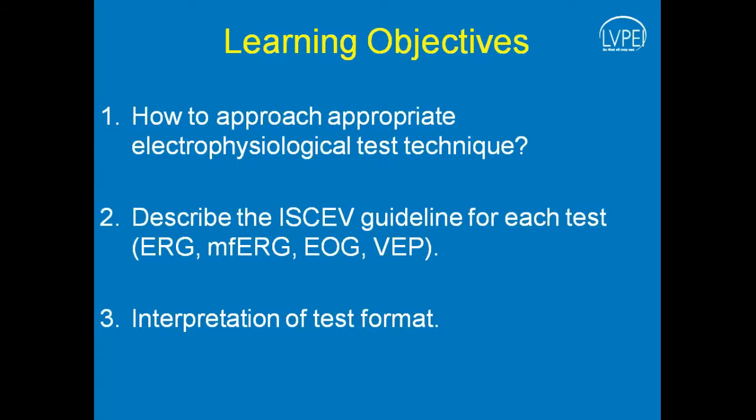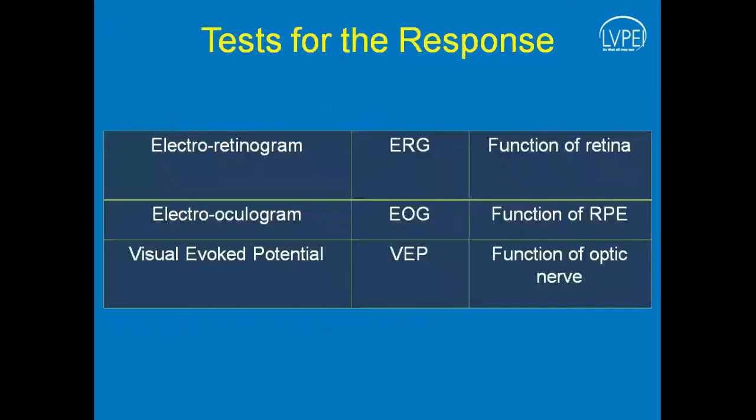Before we start, we have segregated the main objectives of today's talk. The first is how we approach the appropriate electrophysiological test, and some of the ICEP guidelines. I will talk about ICEP in detail in my subsequent slide. And at the end, the interpretation strategy or the test format. It was already discussed in the previous talk, and this is just an at-a-glance look for your further reference. It is a summary of the test response.